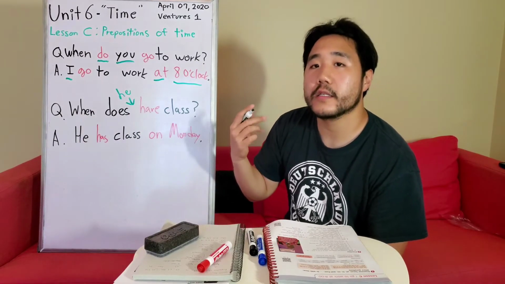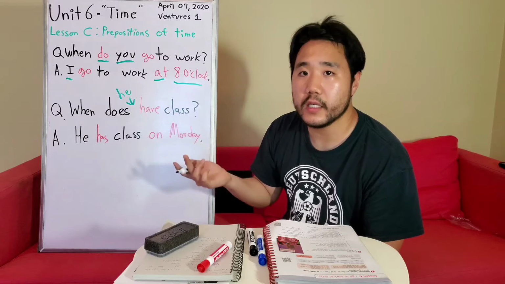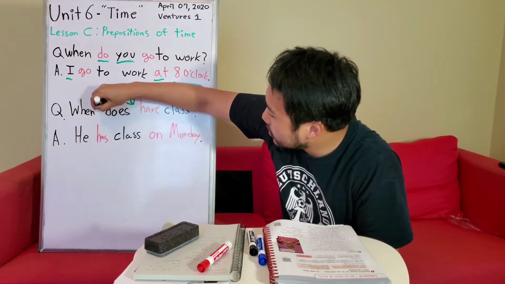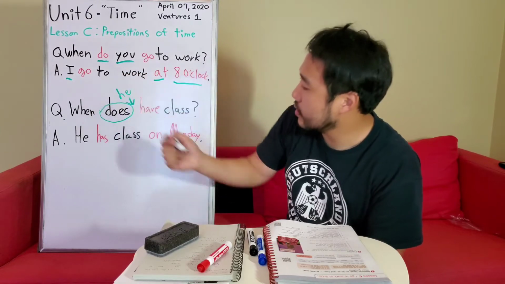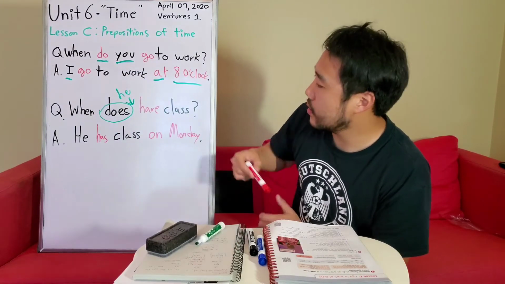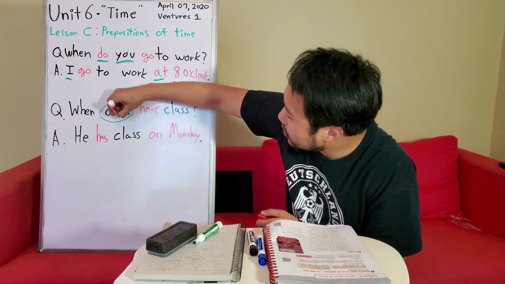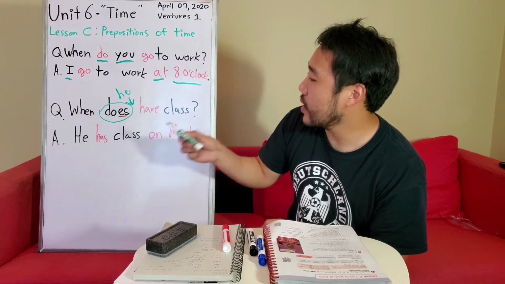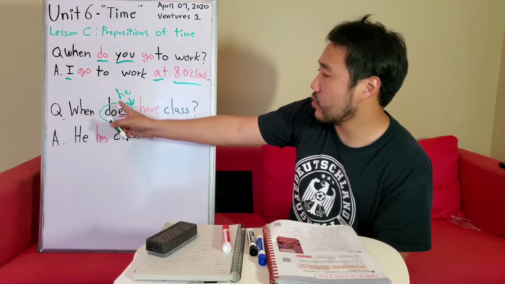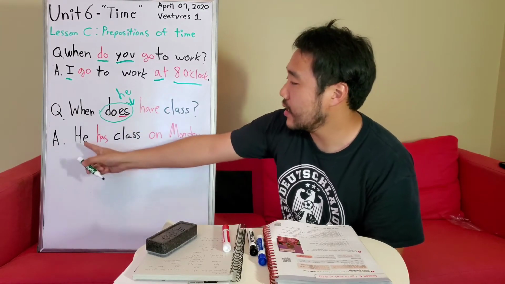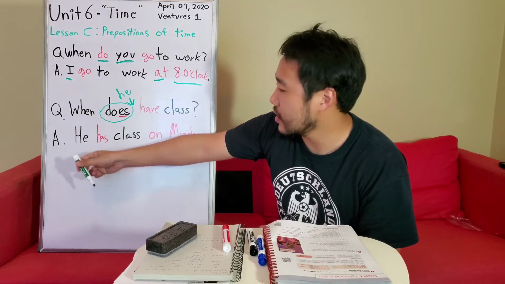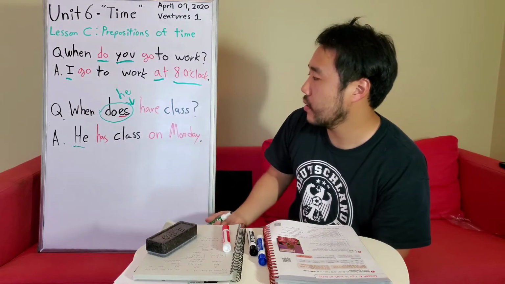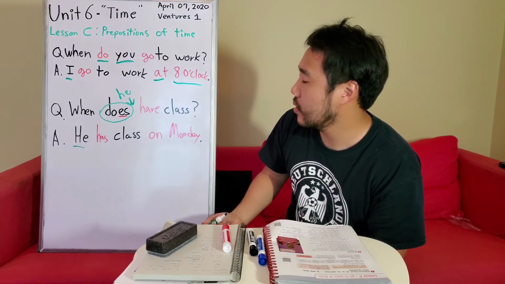Since the subject pronoun is a he, we have to use does. Does with an es. And when we answer, because it started with a he, we have to say he. We have to start with a he. Has class on Monday.